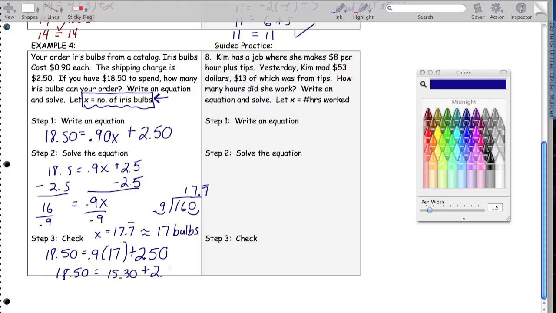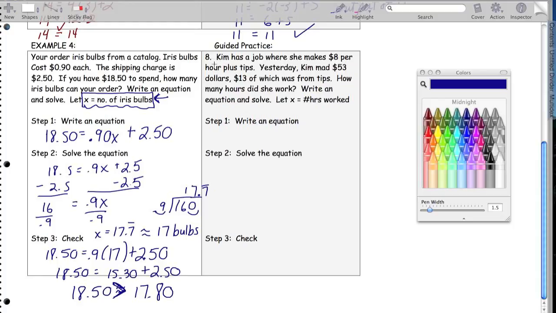So this gave us 18.50 is equal to $15.30 plus $2.50. I'm going to add those two values together. I get 18.50 is equal to 17.80. Now obviously they're not equal, so we wouldn't want to put an equal sign, but we see that we have not gone over and we do not have enough. We don't have 90 cents to go and buy another one. So 17 iris bulbs is the max that we're able to get. All right? Okay, if you could try the very last one for me about Kim and her job. Take a look at it. Unpause this when you're ready to go.